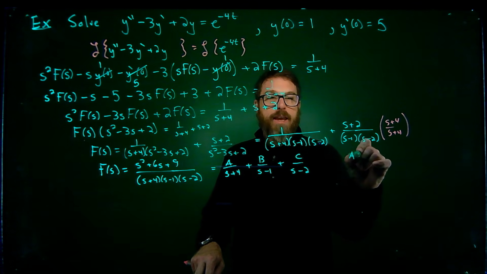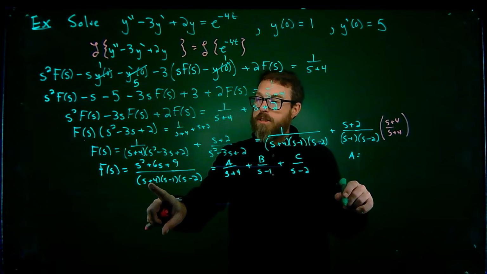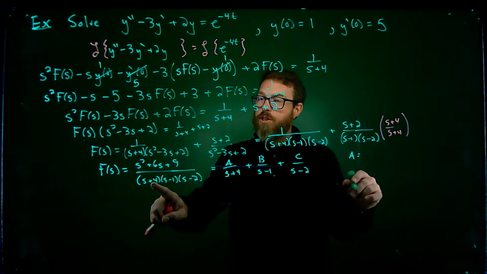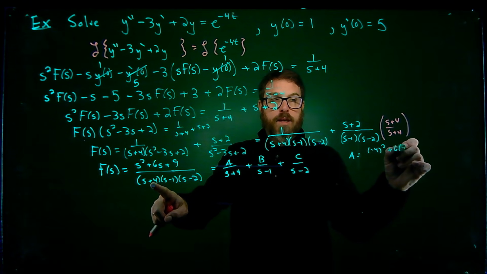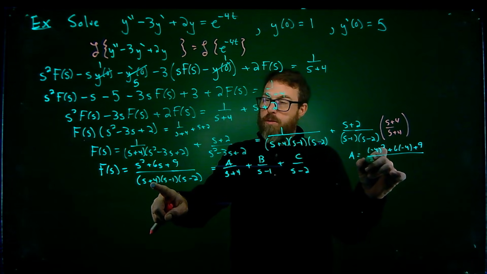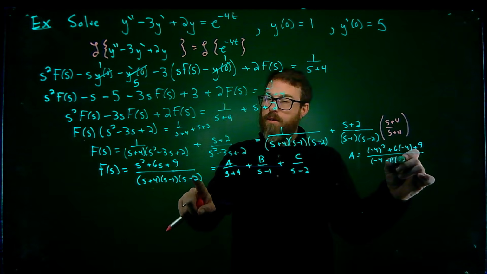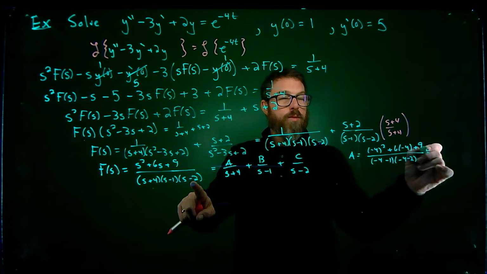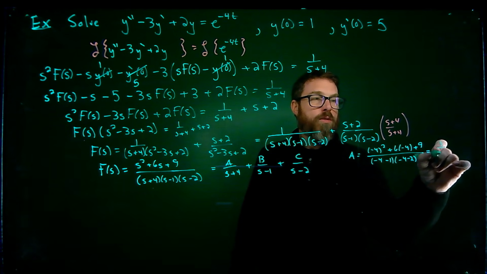So if I want to find A, what you do is cover up this s plus 4, and then plug whatever makes this thing 0 into this equation. So that's going to be negative 4. So I'm going to have minus 4 squared plus 6 times minus 4 plus 9 all over, remember we're leaving the s plus 4 out, so we have minus 4 minus 1, and then minus 4 minus 2. When we're done with this, 16 minus 25 plus 9, so we're going to have 1 over 30.